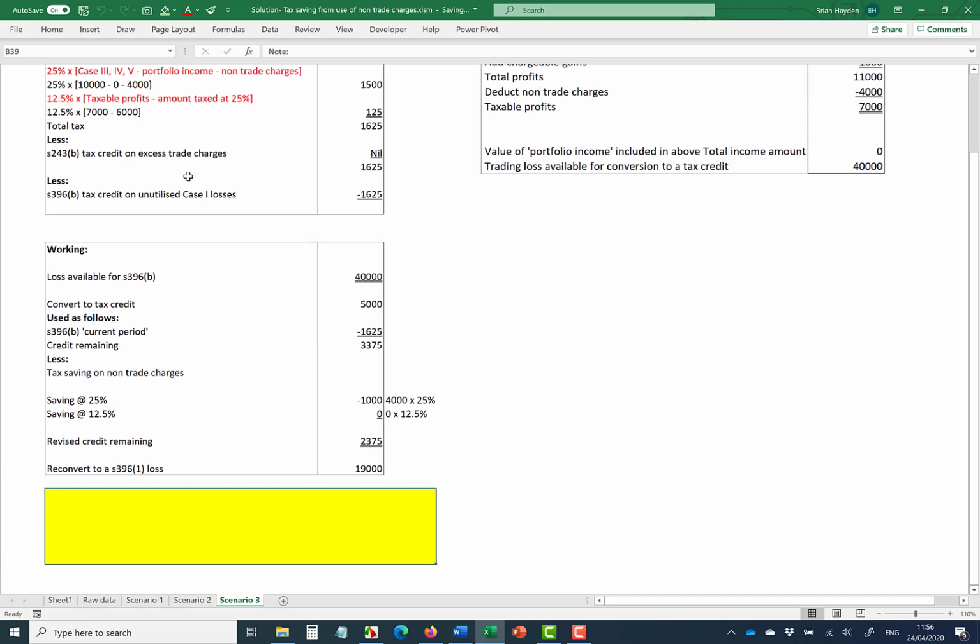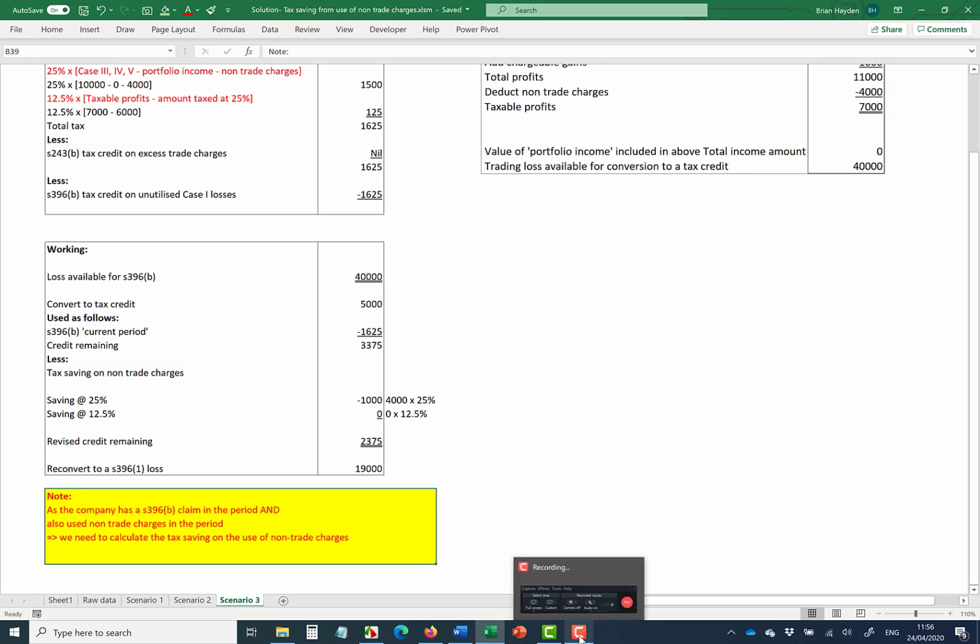And once again, you should know what this is going to say. We had a 396B claim in the period, and we used non-trade charges in the period. So we had to calculate the tax saving arising through the use of non-trade charges. So that completes the revision of this particular topic.